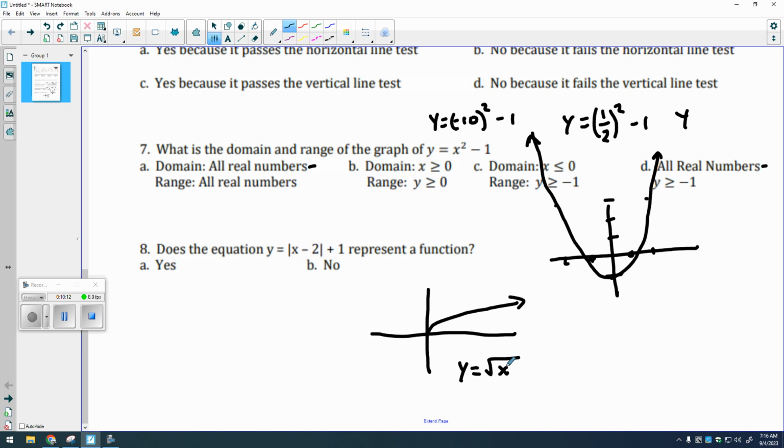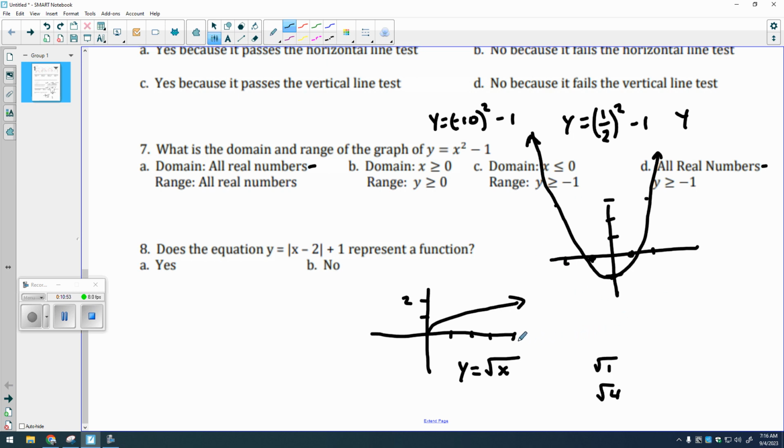Okay, so let me just plug a few points in so you can see what I did. When x is 0, the square root of 0 is 0, because 0 times 0 is 0. When x is 1, the square root of 1 is 1, because 1 times 1 is 1. When x is 4, the square root of 4 is 2, because 2 times 2 is 4. So when x is 4, y is 2, and so on. When x is 9, y is 3. When x is 16, y is 4, and it is a sideways parabola.